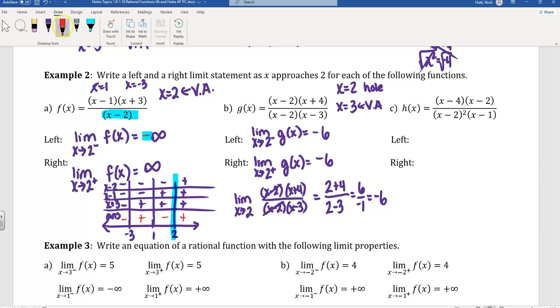So let's summarize right there. At holes, cancel, and plug in the x approaches to for your x.